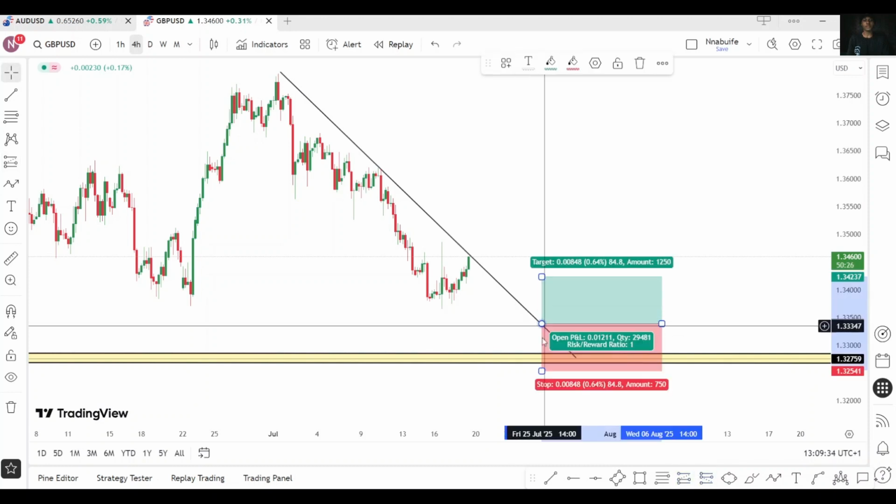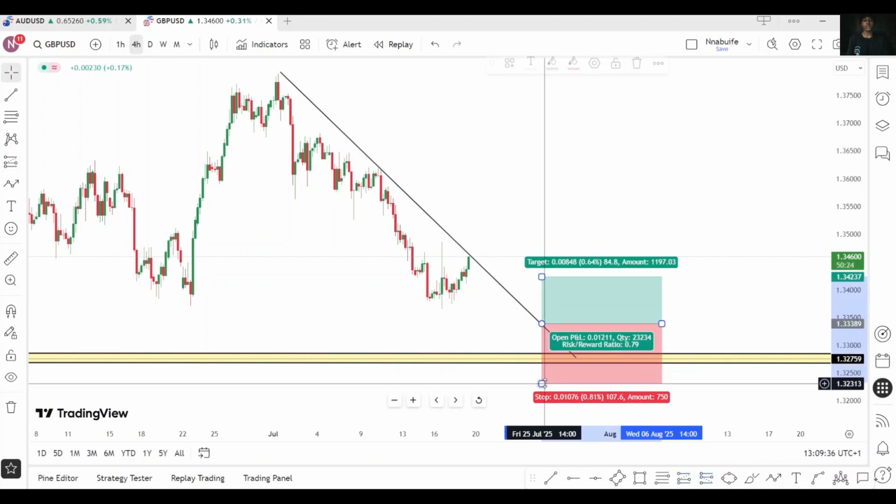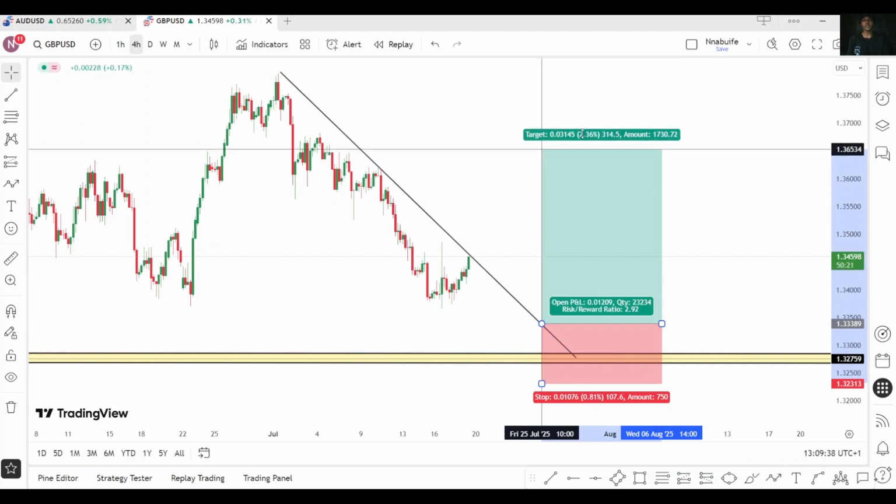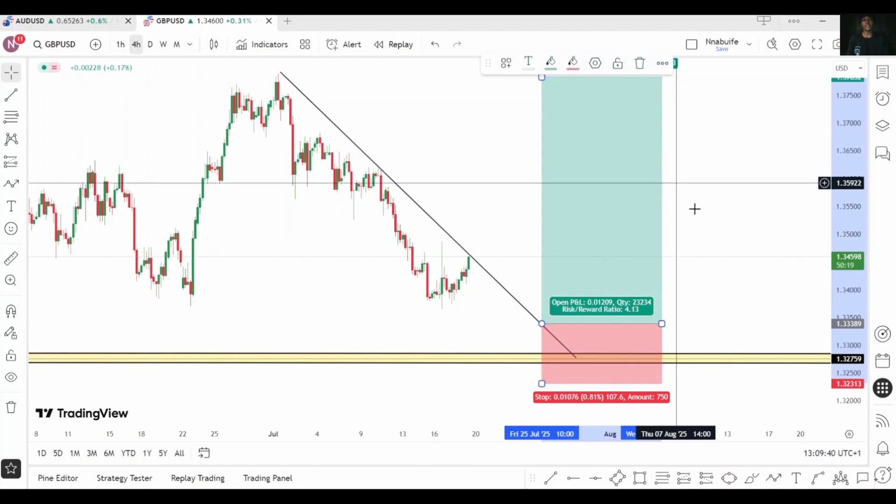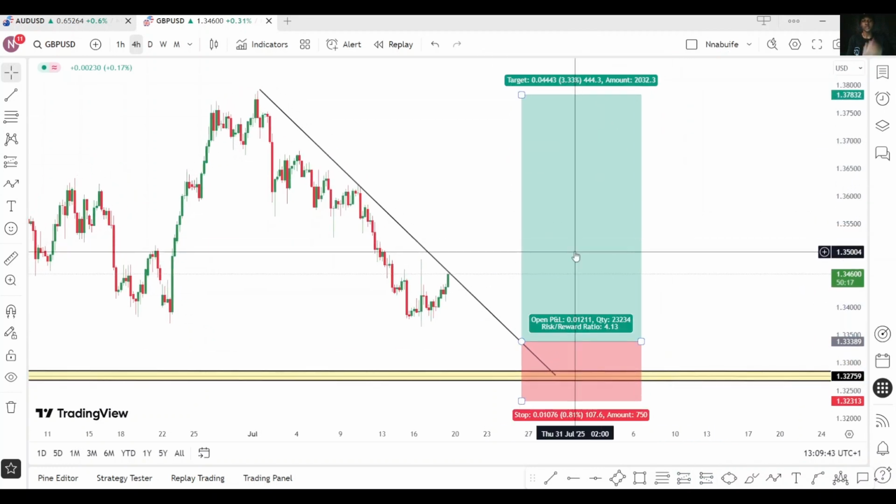I will be buying. My stop loss will come here on that structure, and my first level target will be here, and that is a 1-to-4 risk to reward ratio. So in this case, we are bagging probably 444 pips with a 100 pip stop loss.